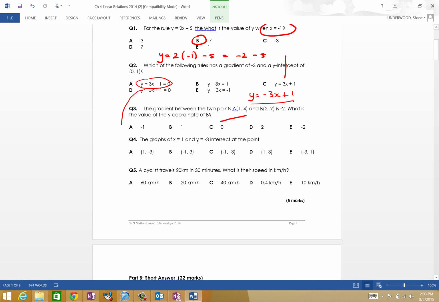So let's have a look at this one. It's not, sir, because it's minus 1. Sir, that's some electricity, sir.